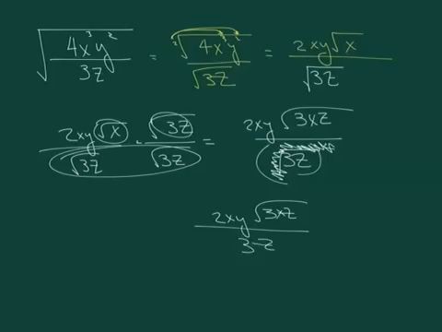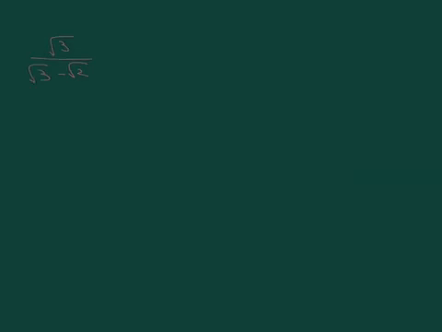Now, you cannot cancel this 3z with this 3z because this is not 3z. This is the square root of. Okay, so you can't cancel things inside here with things that are not in radicals there. All right, let's go to example 7.